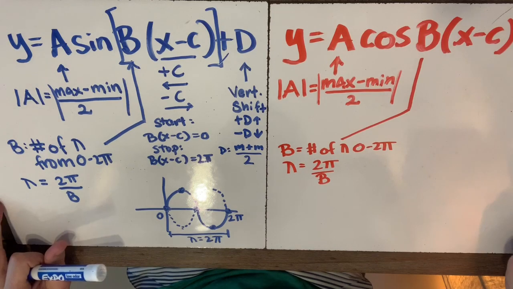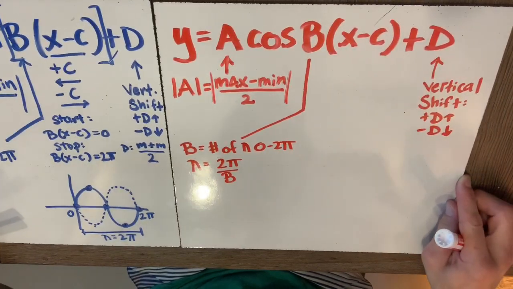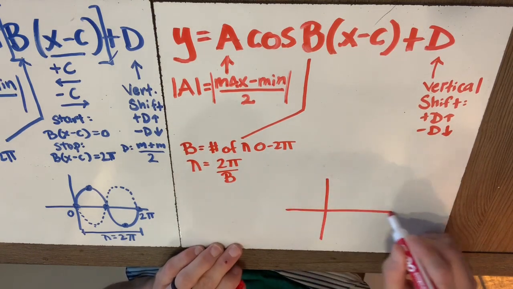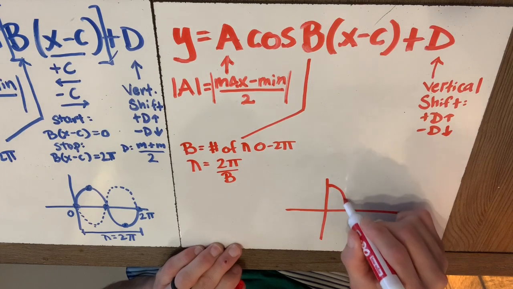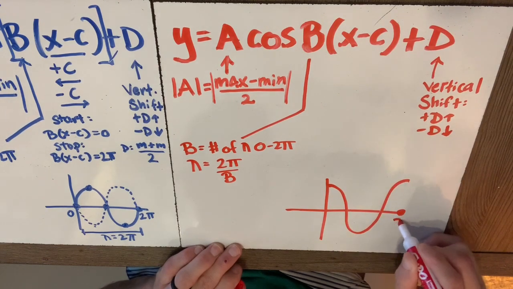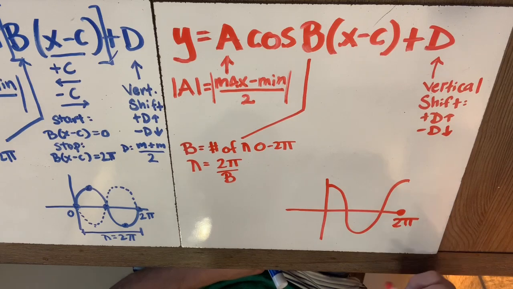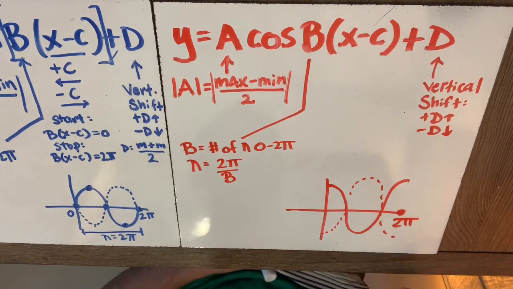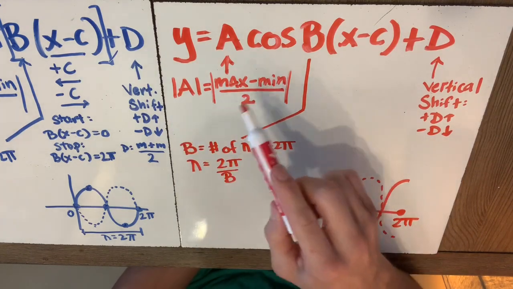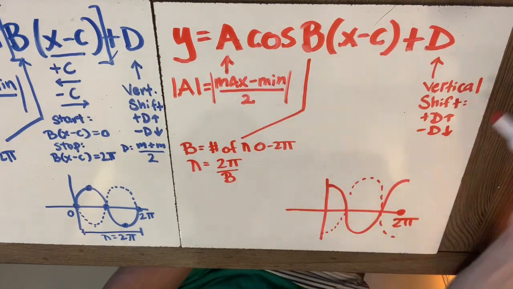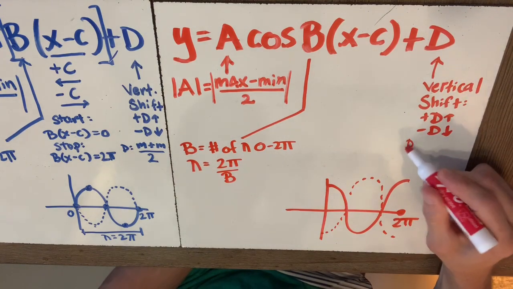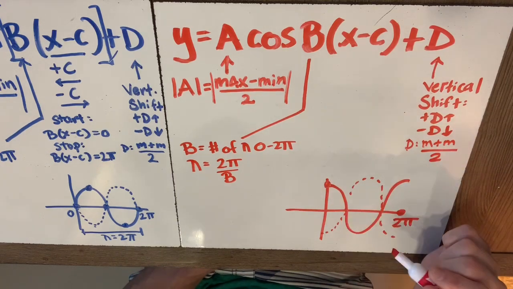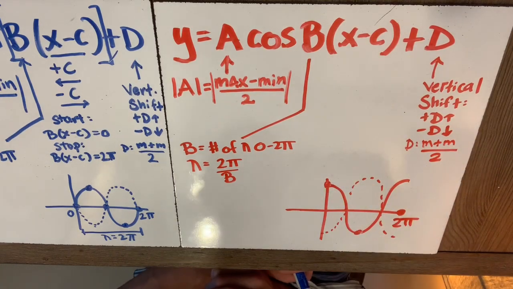The idea is exactly the same with the cosine function. The only difference is that the positive cosine function goes max, 0, min, 0, max, and we do that from 0 to 2 pi. That's a positive cosine function. A negative cosine function goes min, 0, max, 0, min. We've talked all about that. A still is max minus min divided by 2, absolute value. Remember, d is max plus min divided by 2. We're taking the average of the y value of the top point and the y value of the lowest point.